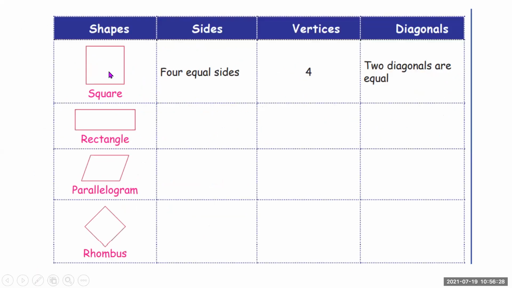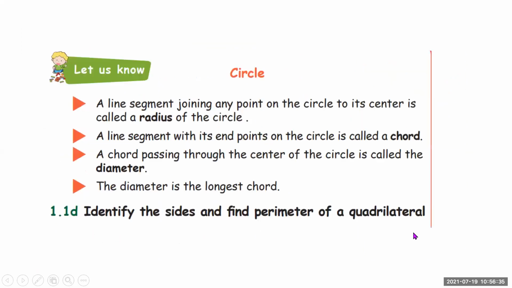And these are some shapes and their characteristics, number of sides, and other things. This you fill up as homework. Okay, a circle is what? A line segment joining any point on the circle to its center is known as the radius. A line segment with its endpoints on the circle is called a chord. A chord passing through the center is a diameter. And of course, the diameter is the longest chord.